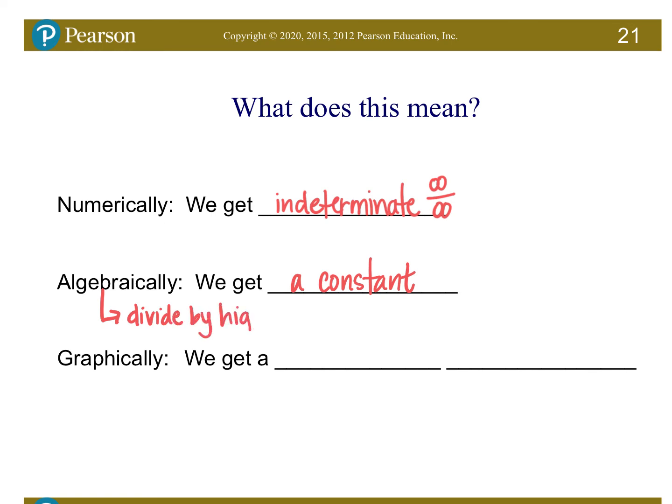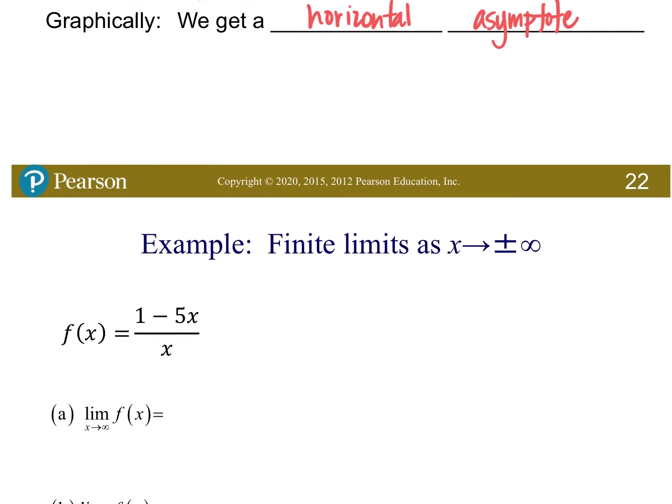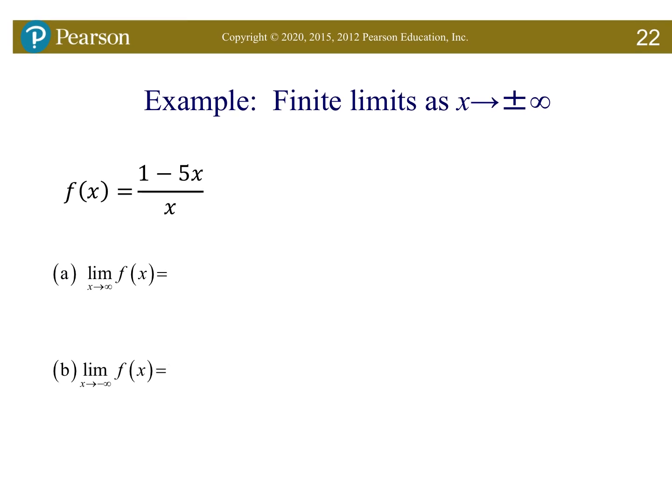Divide by the highest x to whatever power is present, and then graphically we get a horizontal asymptote, right? That's what's happening. So remember, the graph has to confirm the algebra, and the algebra has to confirm the graph. They go hand in hand. All right, so let's look at another one.